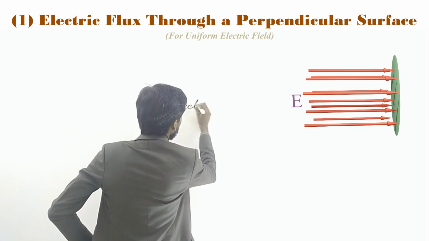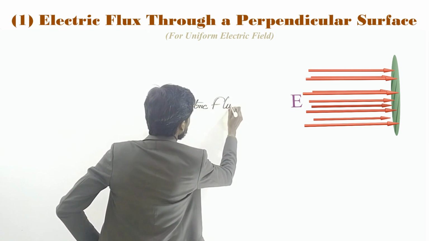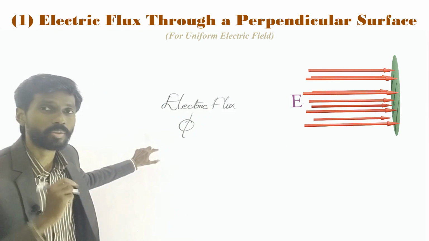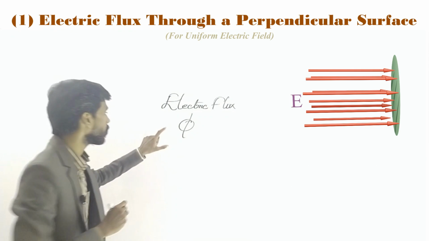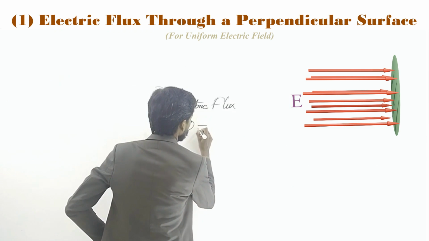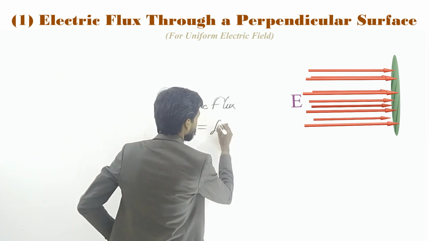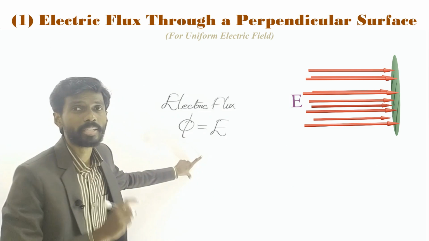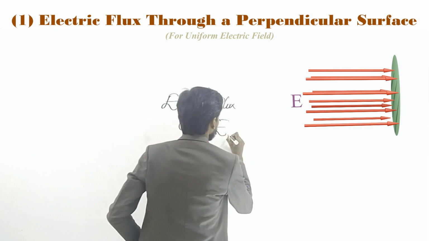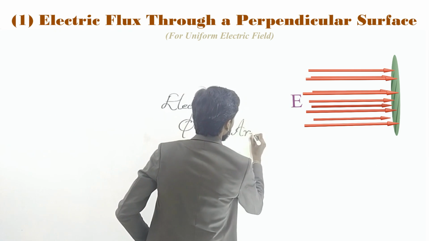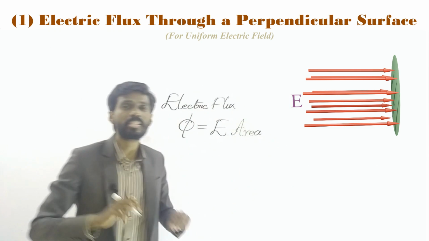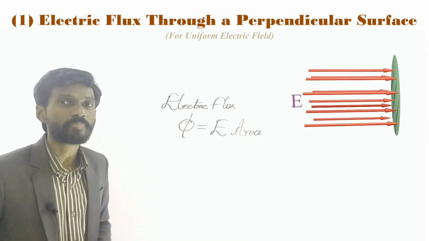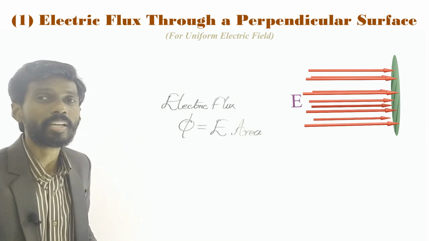So the electric flux is denoted by this symbol phi. Phi is the symbol we use to denote the electric flux. So this phi, electric flux, is defined as the electric field strength, that is E, multiplied by the area of the surface. That's all. So this is the simple formula for electric flux only in this case. Which case? When the electric field is perpendicular to the surface.